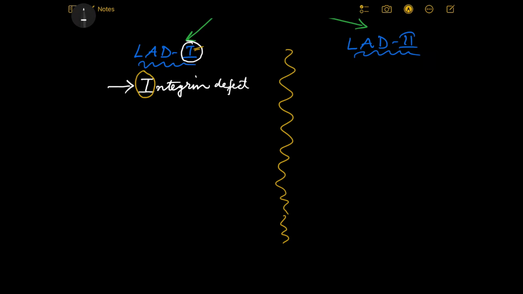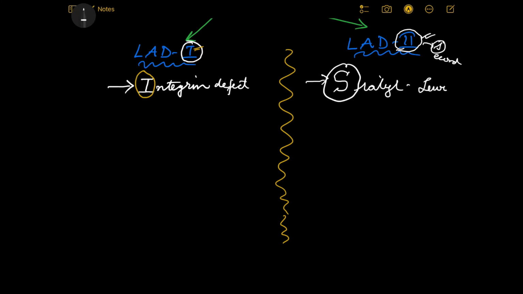Whereas this one, type 2, 2 means second, S, second, S for sialyl Lewis X defect. Okay. So the hints for remembering what causes these defects are in the name itself. LAD1 integrin defect, LAD2 or LAD second S sialyl Lewis X defect. Okay.